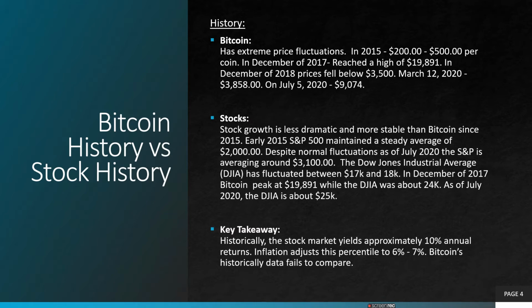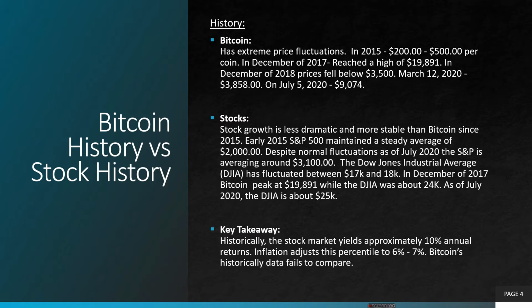In December of 2017, Bitcoin peaked at $19,891, while the Dow Jones was about $24,000. As of July 2020, the Dow Jones is about $25,000.